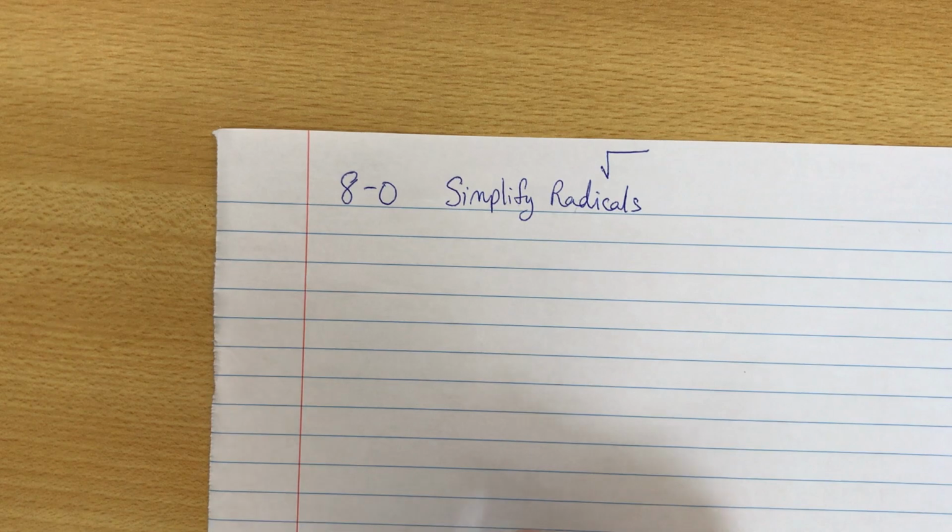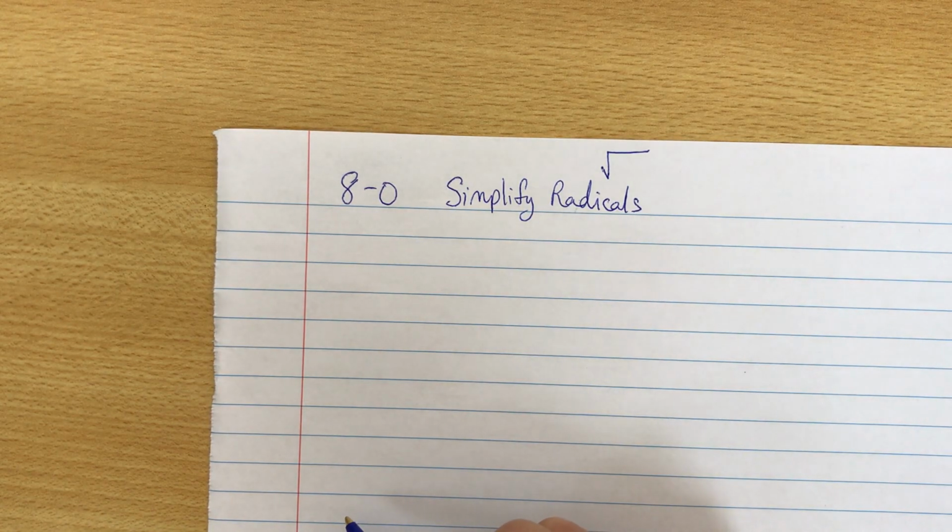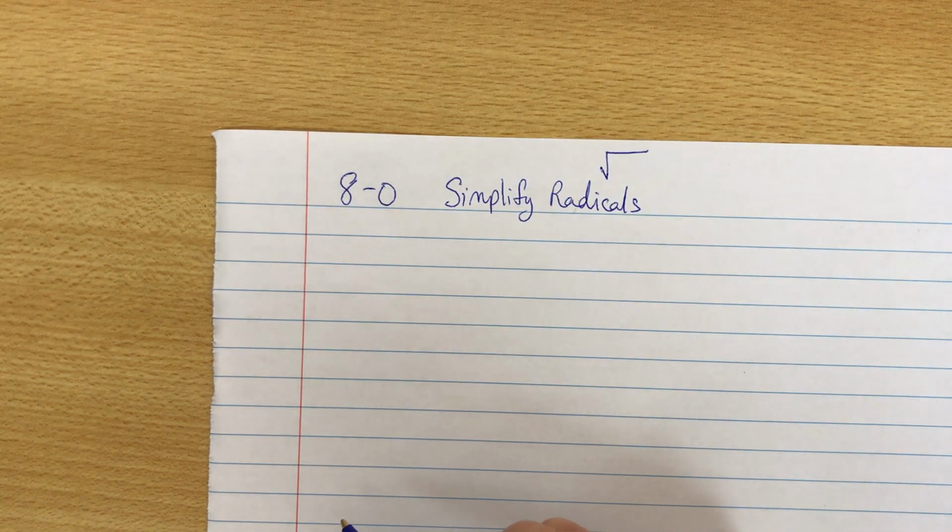Before we start, let me tell you your joke of the day. Why can't your nose be 12 inches long? And the answer is because then it would be a foot. Nose, foot, different parts of the body.